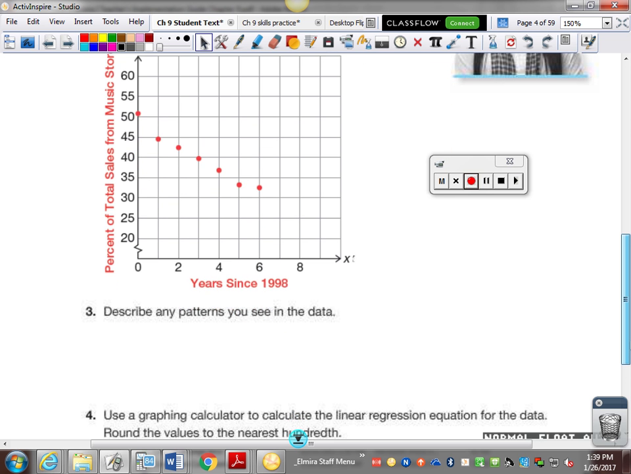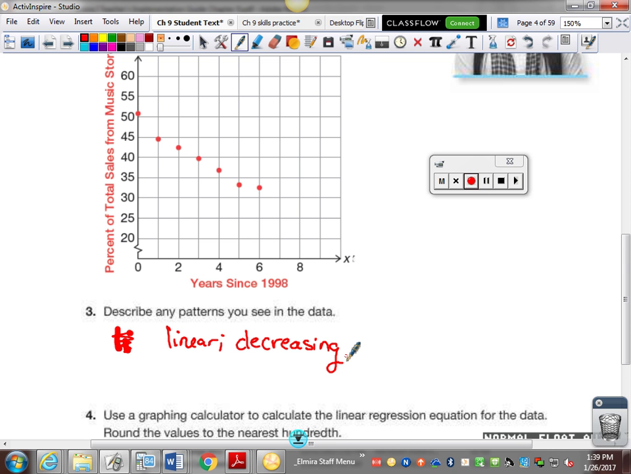Okay. Describe any patterns you see in the data. Well, I see that this data appears to be linear, and decreasing. Which we expected it to be decreasing by looking at the data, but it's also linear.